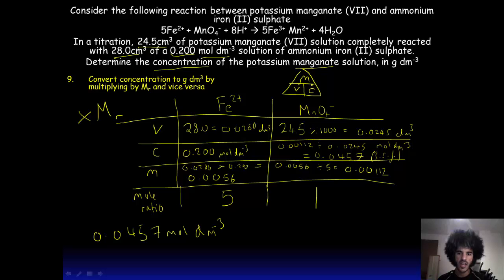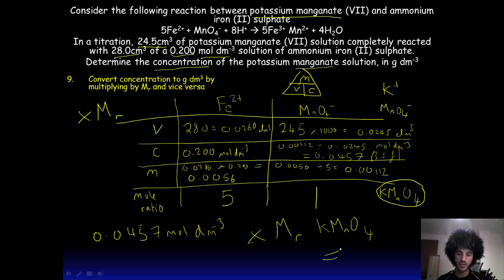MR. Now the MR is for potassium manganate, not just the manganate ion. So we have to work out what the MR of potassium manganate is. Before we do that, we have to work out what the formula is. Potassium is K+, manganate is MnO4-, but it crisscrosses, you need one of each to have a balanced charge, so it's KMnO4. You work out the MR of that, and it goes into here, and then it will give you the answer in grams per decimeter cubed. I won't go through the detail at the moment because I've got other things I want to talk about. All right, so moving on.